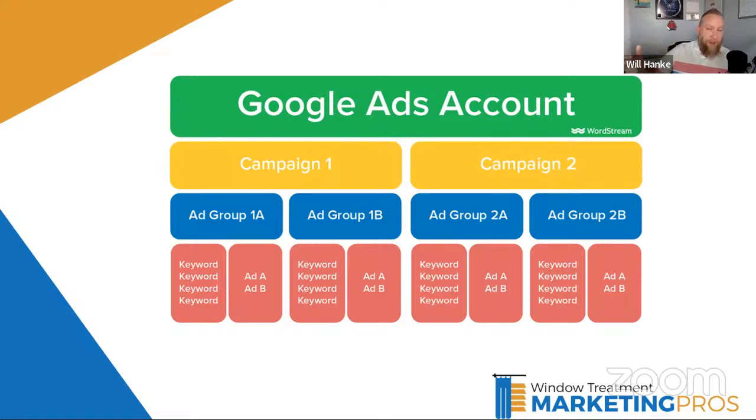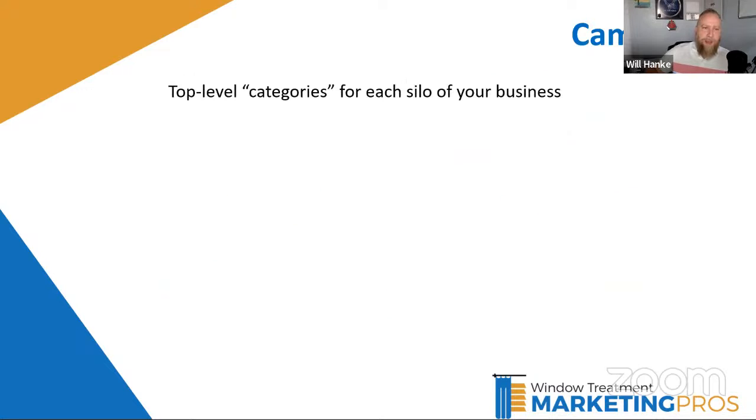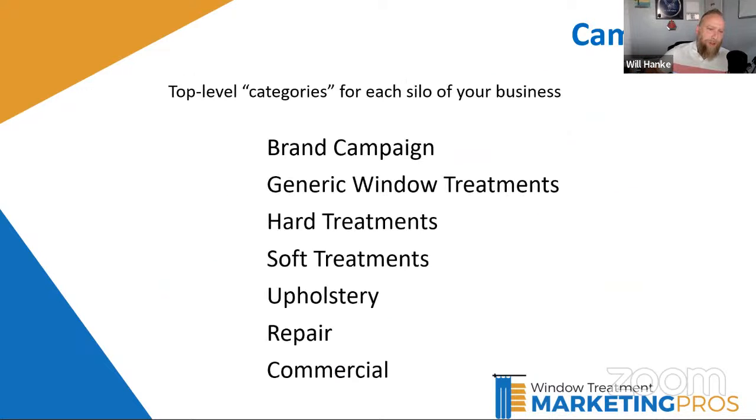Again, where you can ramp up certain things, you want to sell more motorization. Well, you probably have a campaign specifically for motorization that you can add more budget to, for an example, something like that. So when it comes to campaigns, they're the top level or kind of like the top of the silo. And there's a lot of different ways that you can go about building a campaign. It could be a brand campaign. So specifically just trying to get your name out there in more places in front of more people. Generic window treatment searches. So somebody just typing in window treatments near me or awnings near me, something like that.